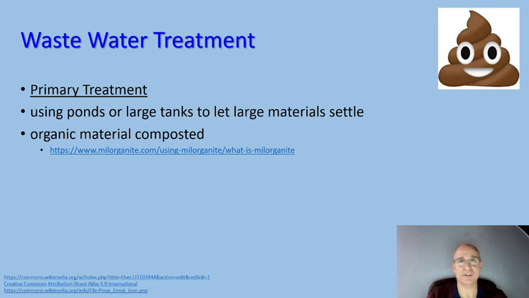Interesting side note, if you go to any of the home improvement stores, you can buy great big bags of stuff called Milorganite. Milorganite is the composted stuff left over from the Milwaukee wastewater treatment. So you would be buying the composted stuff left over from primary treatment in Milwaukee, and you're paying for the opportunity to do that, but don't feel bad because I pay for it too.